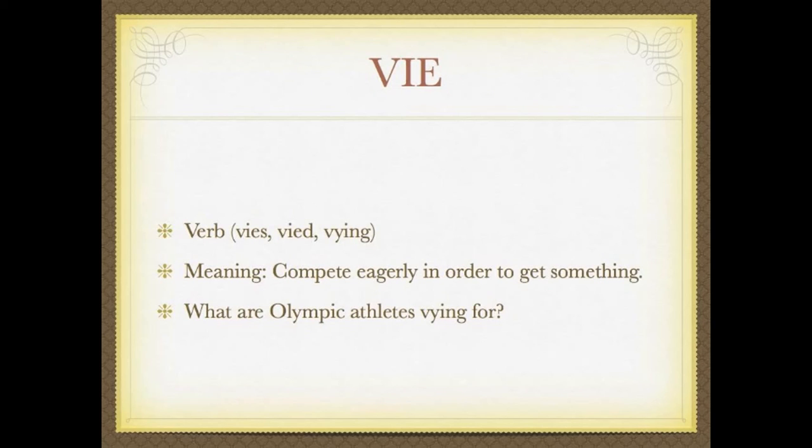The final word this week is vie. I've included the spelling of the other forms of this verb so that you can see how to write vies, vied, and vying. Please pay attention to the spelling rules if you want to use one of those forms of this word in your sentence. The meaning of vie is compete eagerly in order to get something. I'm going to use the word vying in a sentence. If you are vying for a bicycle racing trophy, you should ride every day. What are Olympic athletes vying for? Write your response on your vocab sheet.